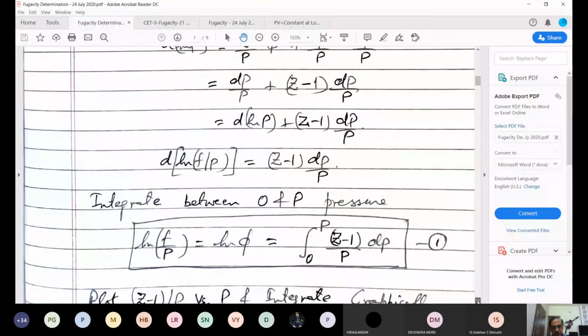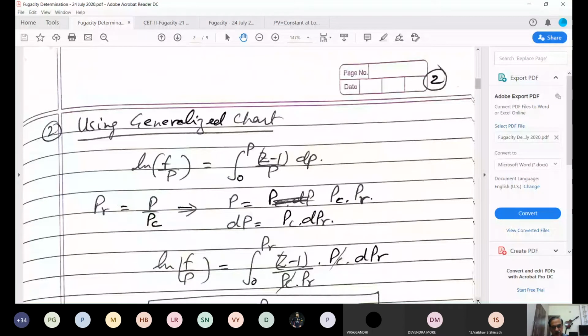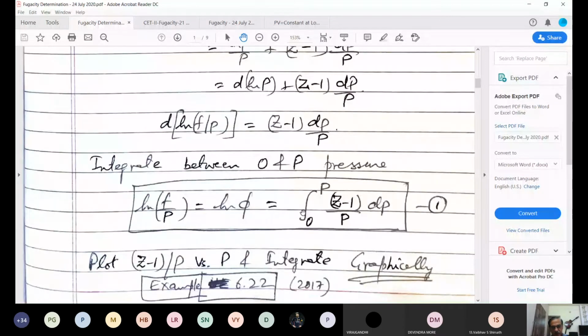Okay, any questions? If we want to compute this integral, we can do it graphically. We can plot Z minus 1 by P versus P and integrate from 0 to P. So we get this integral and that will give us the fugacity. Example 6.22 from the thermo book. Let me see. Can I open it?